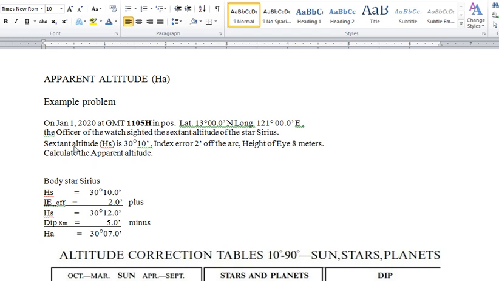He obtained a sextant altitude, or HS, of 30:10 with an index error of 2 minutes of arc and a height of eye of 8 meters. So calculate the apparent altitude.